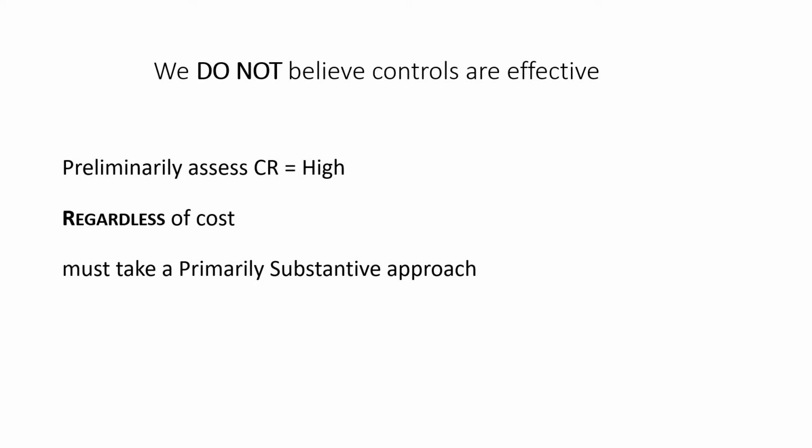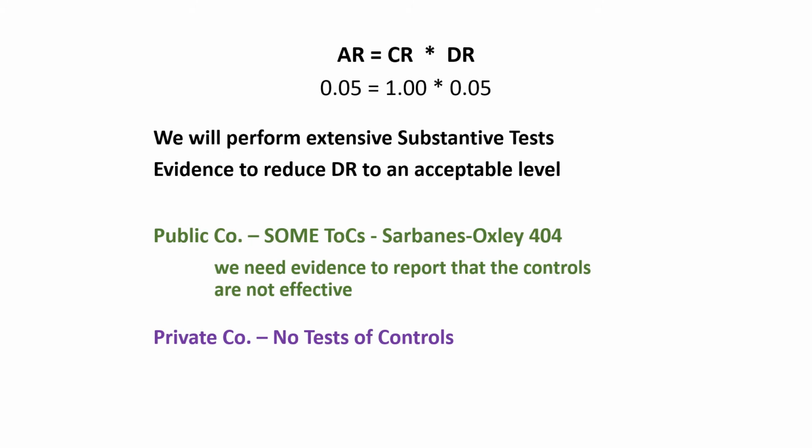We don't believe the controls are effective. We preliminarily assess control risk as high. We must take a primarily substantive approach. Their controls are not effective, therefore we cannot rely on them. We're going to assess control risk as high. We're going to perform extensive substantive tests, the evidence to reduce detection risk to an acceptable level.